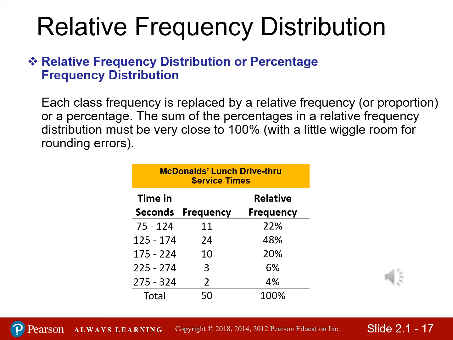So with our McDonald's example, we can calculate the relative frequency for the class 75 to 124 by dividing 11 by 50, because in this example we have 50 total observations. Then we take that number and multiply it by 100, and that gives us 22%. So in our first class, 22% of our observations were between 75 seconds and 124 seconds. 48% of our observations were between 125 seconds and 174 seconds, and so on and so on.